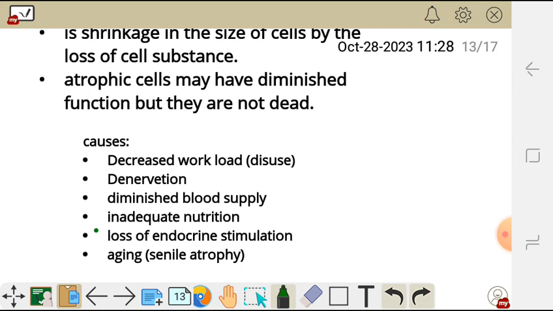Then the other thing is inadequate nutrition. You do not have adequate nutrients for the cell to increase in size, so the cell will be atrophied. Then loss of endocrine stimulation. That cell is no longer stimulated, then it is going to atrophy. Then aging, which is senile atrophy. In old age, mostly cells will be atrophied. So those are some of the causes of atrophy.